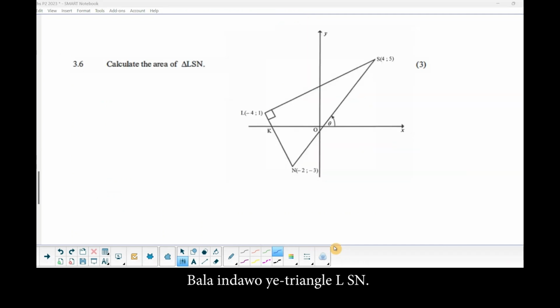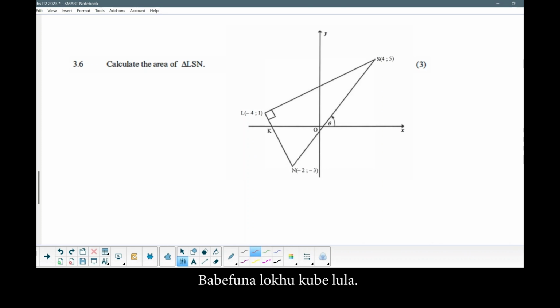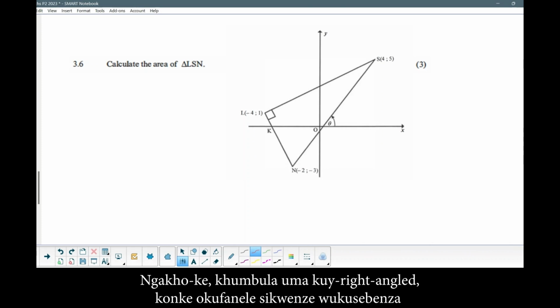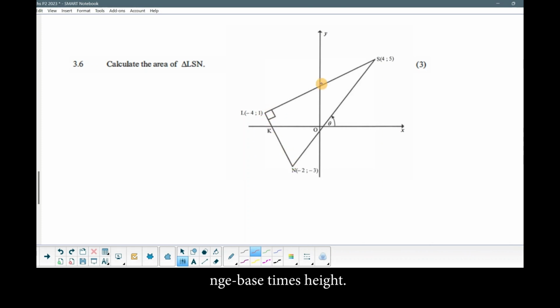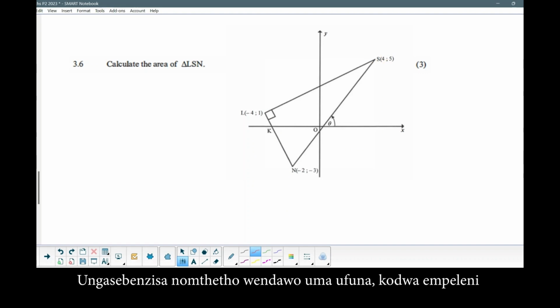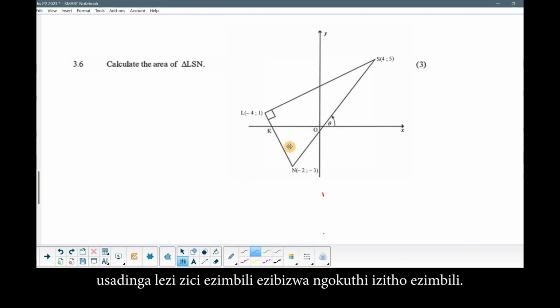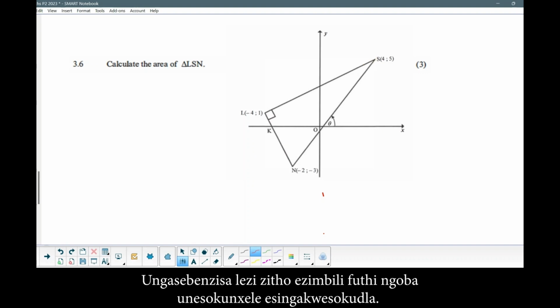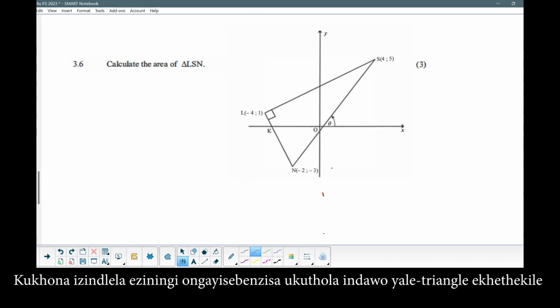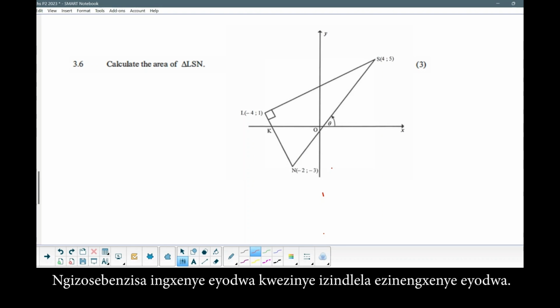Question 3.6, calculate the area of triangle LSN. I think that they were very generous with us. I think because they gave us a right angled triangle, they wanted this to be easy. So remember, if it's right angled, all we have to do is work half base times height. You could use the area rule as well, but essentially you still need these two lengths. You could also use these two lengths because you also have that angle. So there's many ways in which you can find the area of this particular triangle. Because it's right angled, I'm going to go with half base times height.